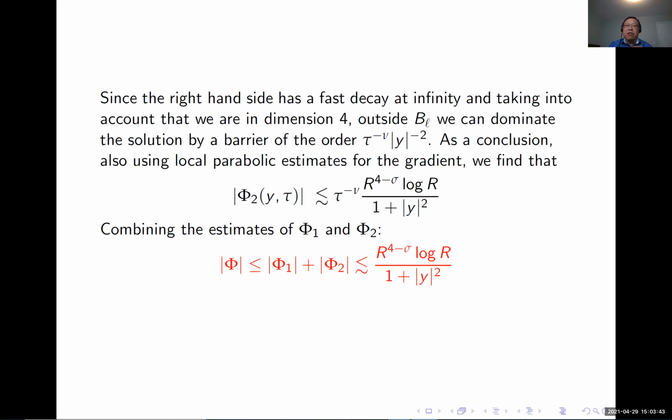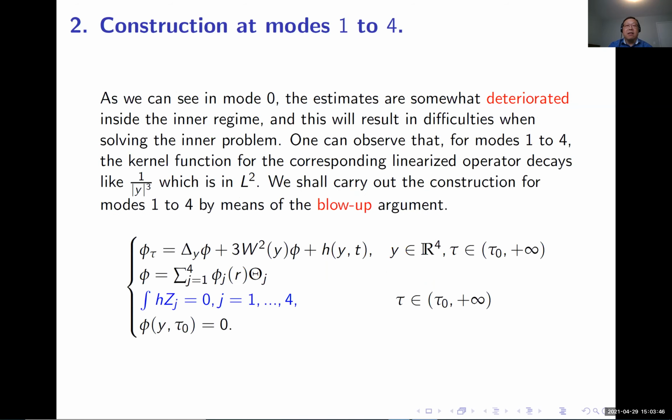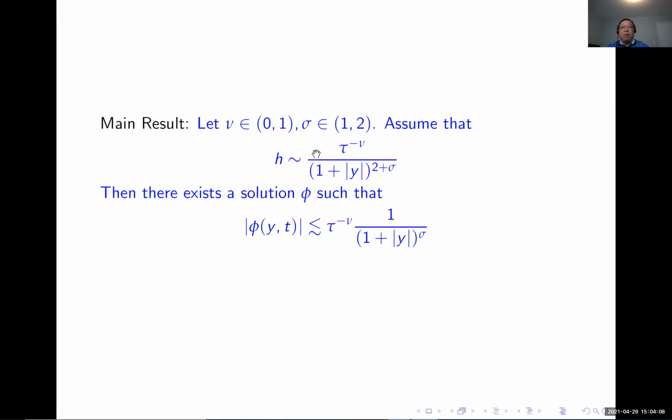Okay, this actually is the most difficult part of the analysis. Now for the other modes, so in mode one to four, which correspond to the translation modes, it turns out that for the other modes, you don't lose anything inside, right? You don't lose anything. And we just use a blow-up argument, okay? And so in mode one to four or higher, whatever right-hand side you have, you don't lose any R, okay? It's like an elliptic problem, okay? This will be like an elliptic problem. So this is the estimate for mode one to four.